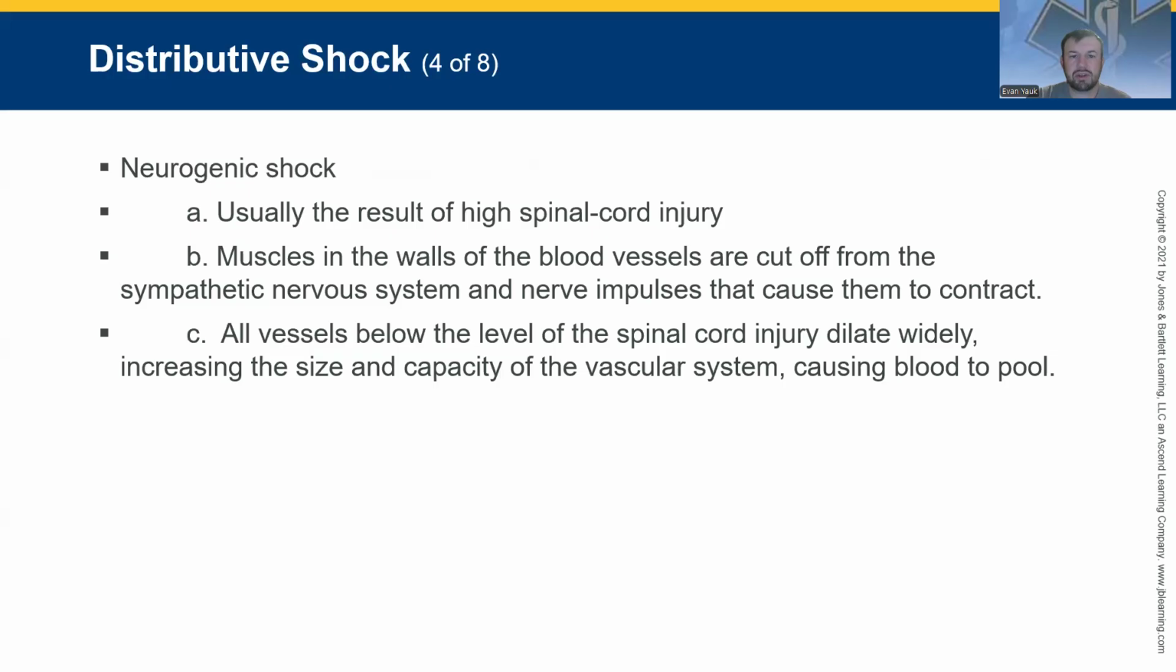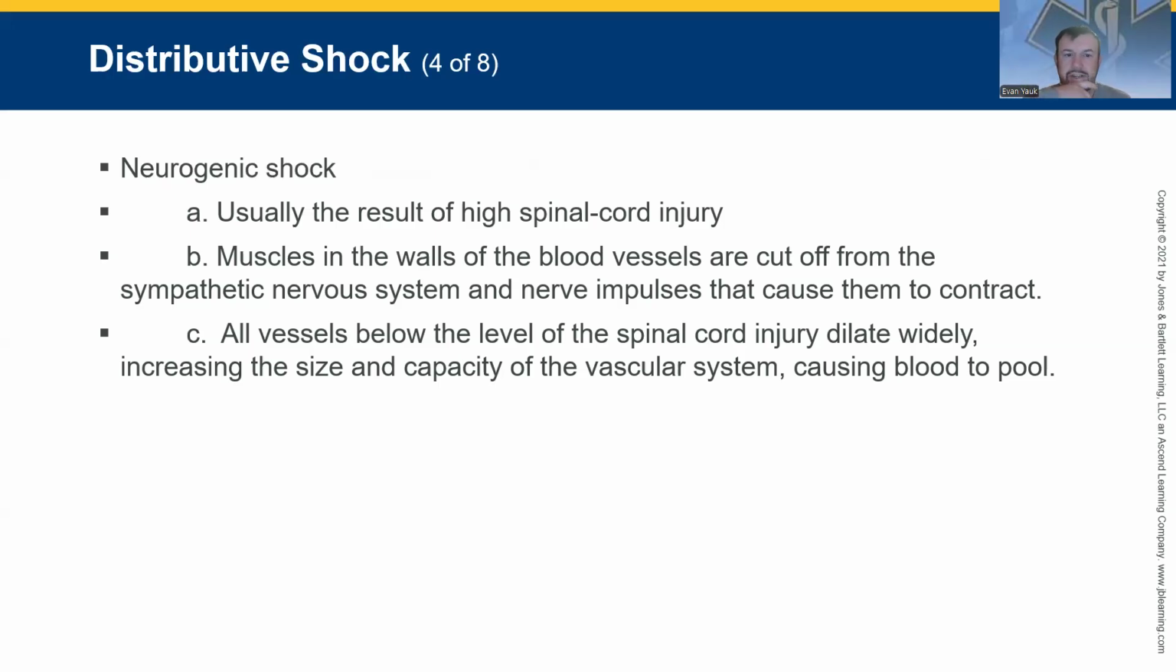So we get a spinal cord injury, we get something like that. Anything under that, our brain is not able to communicate with it anymore. So that sympathetic nervous system is unable to control it anymore. So everything just opens up and dilates below the injury site. So we have pooling that takes place because we're not at the same pressure that we should be.